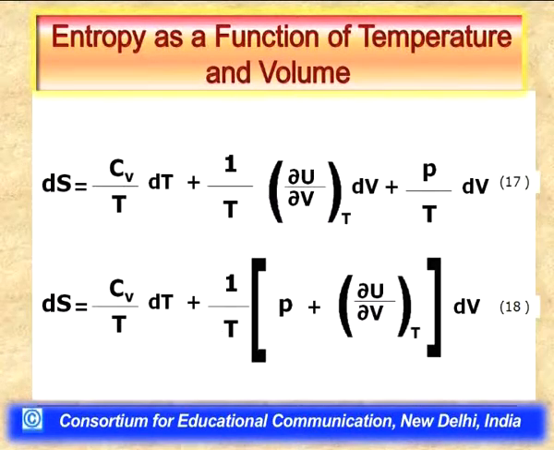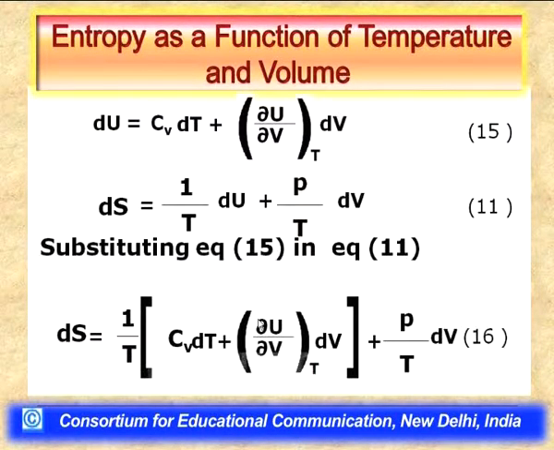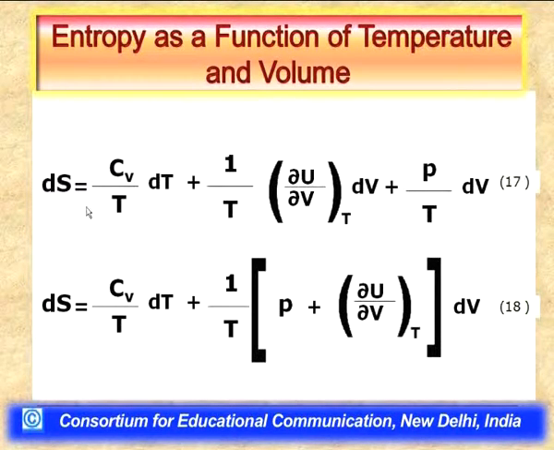Having said this, we can expand it out of its brackets. So, what we get ultimately is dS equal to Cv by T dT plus 1 by T delta U delta V constant T dV plus P by T dV. So, this equation 17 is a modified form of equation 11, that is the fundamental equation of thermodynamics. It is the same fundamental equation of thermodynamics, but we have just modified it in terms of temperature and volume.